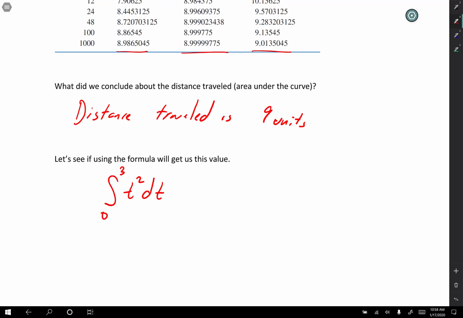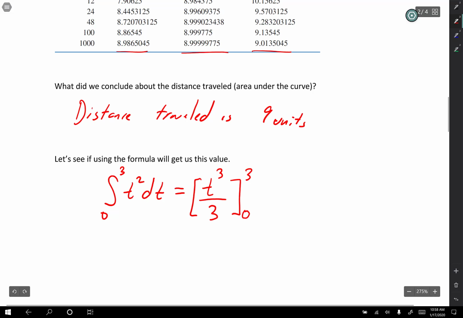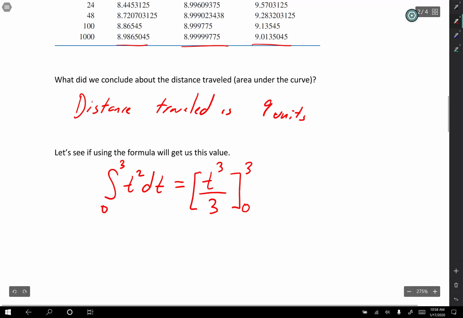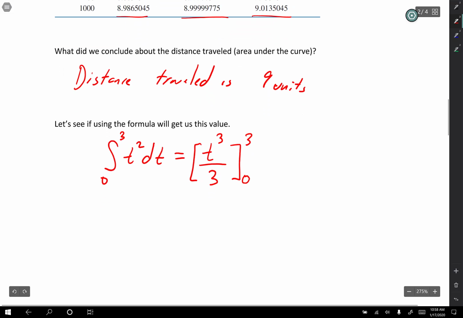I want to know if I integrate t squared from 0 to 3, whether I get the answer of 9. Well, let's see. Equals, what's the antiderivative of t squared? Yeah, add 1 to the degree, and divide by that number, guys. I'm going to go ahead and put it in a bracket, just so you guys can see all types of forms. On the bottom I put a 0, and on the top I put a 3. That means I'm going to evaluate that. Are we still okay? I put an equal sign in the bottom. It's fine.